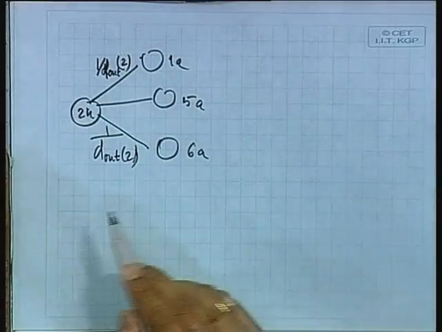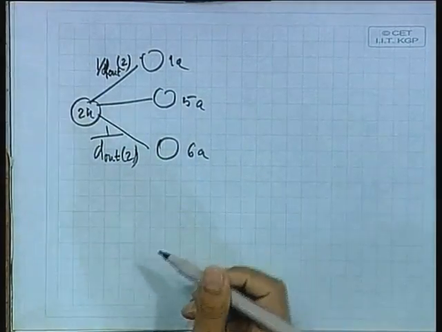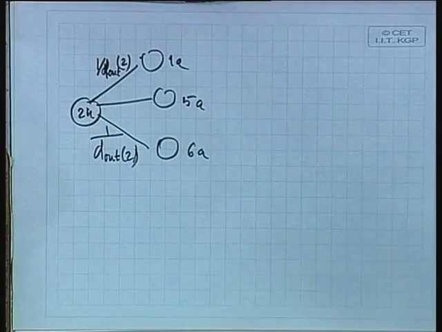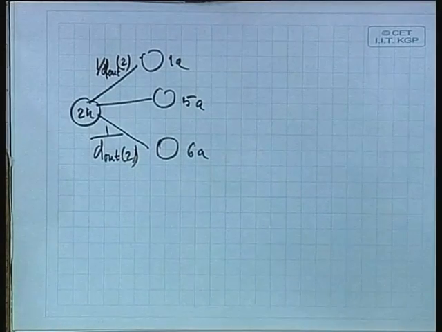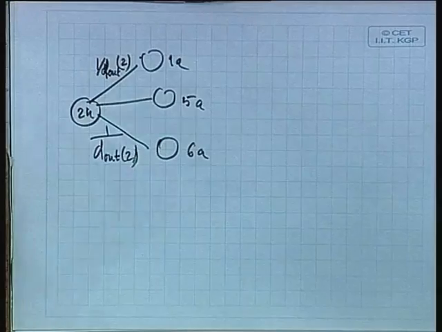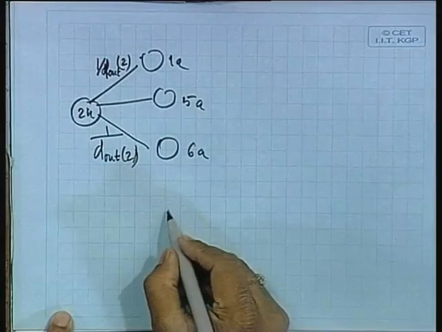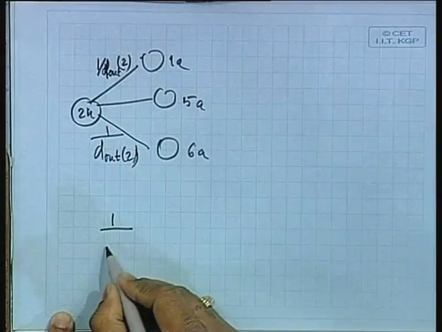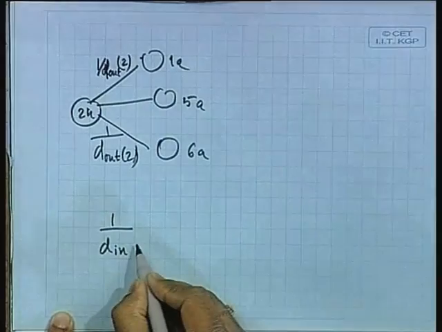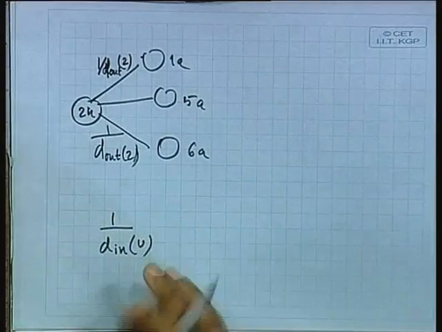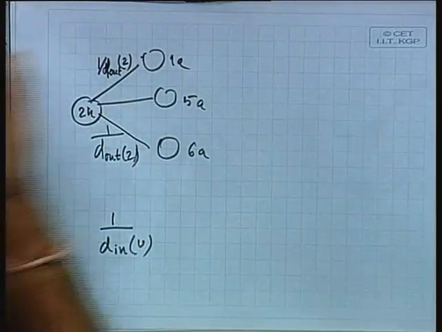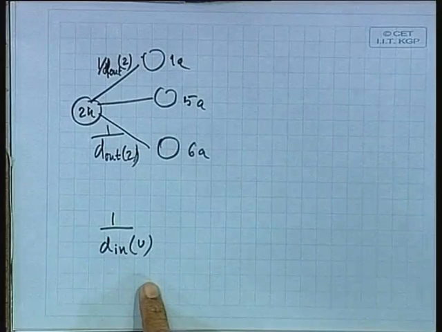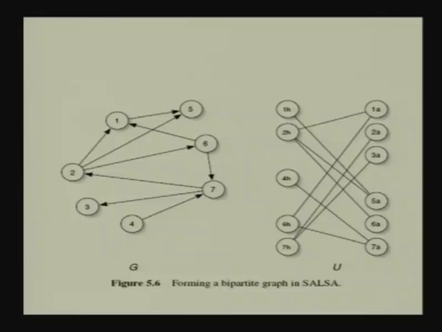When you go in the reverse direction, suppose you are going from 1A to 2H or 1A to 6H, then what is the normalizing factor? 1 by the in degree of that particular node. So, whenever you are normalizing the authority part, you are dividing by the in degree. Whenever you are normalizing the hub part, you are dividing by the out degree of that particular node.